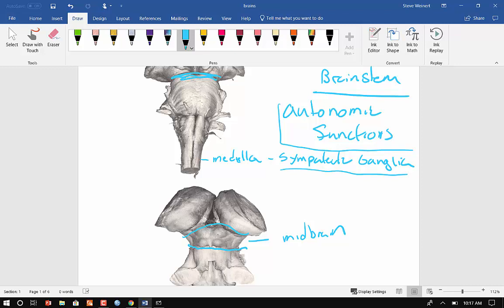When the medulla activates the sympathetic ganglia, we have blood pressure goes up, respiration goes up, heart rate goes up. So the sympathetic ganglia is a pathway that runs down the ventral part of your spine. And it activates and it causes increase in blood pressure, increase in respiration, increase in heart rate.